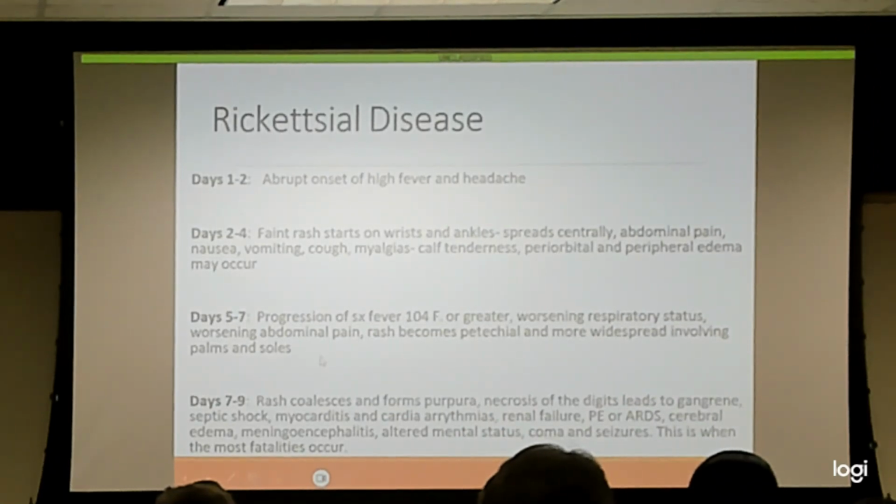Day 7 through 9 is where the rashes may coalesce, so you may have a big giant purpura noted on the skin instead of those spots. Right? At this point, this stuff can actually lead to gangrene or septic shock or myocarditis or cardiac arrhythmias. Right? So those are the important things that you need to know off of those slides.